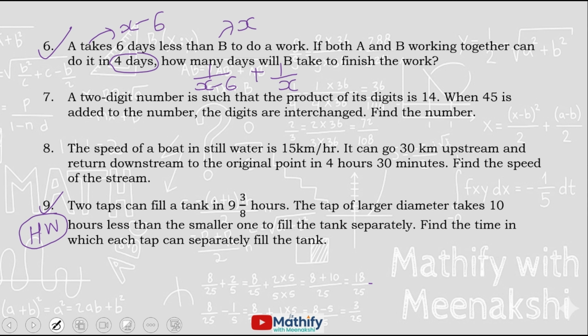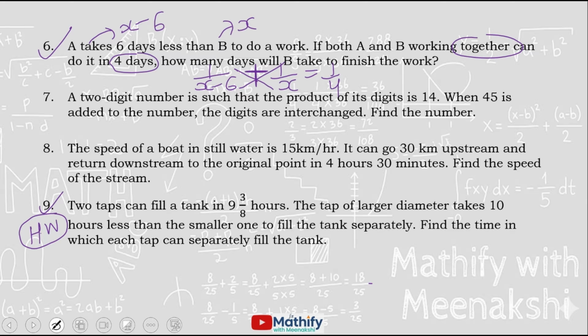As I told you, work done is always inverse. Total it's 1 by 4. Why have I written plus? Because it's given together. If it's given more or less, then you will take a minus sign in between. Now you can simply solve this by taking LCM, and for the numerator you can do cross multiplication.